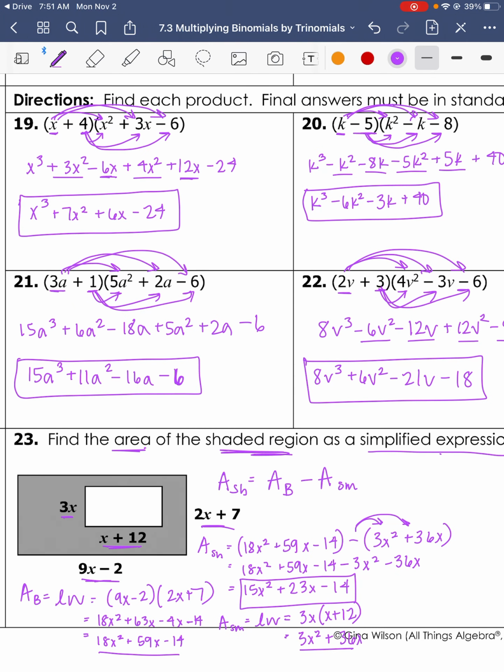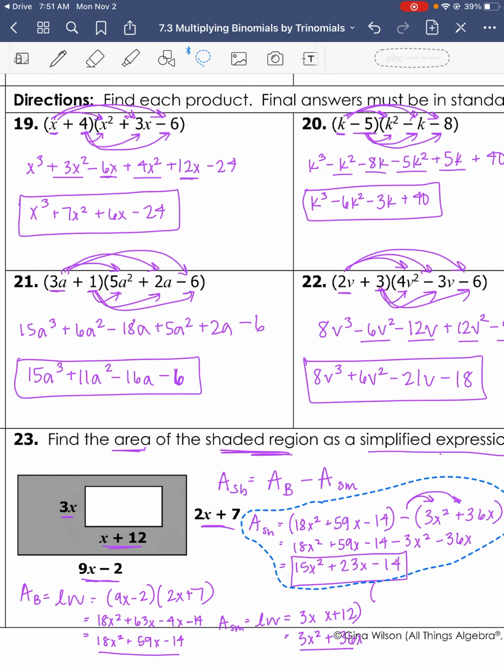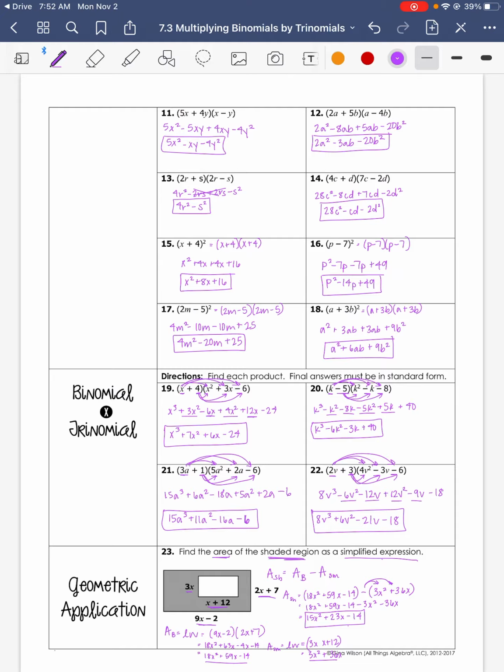It's kind of squished in there. But that is the area of the shaded region. Let's see if we can move this up over here. There we go. All right, so that is lesson 7.3.